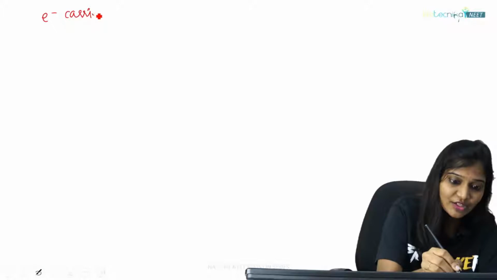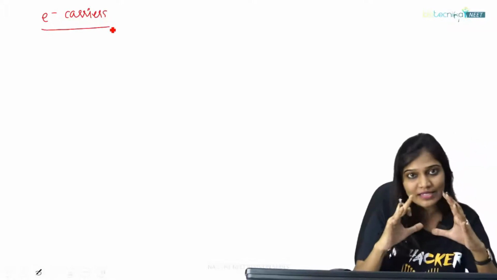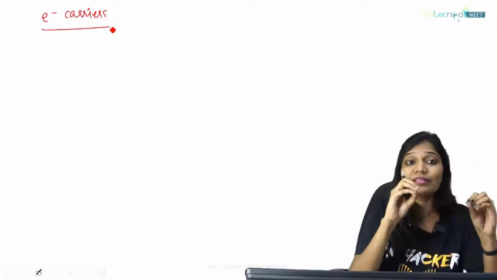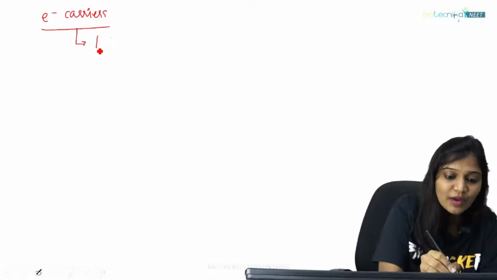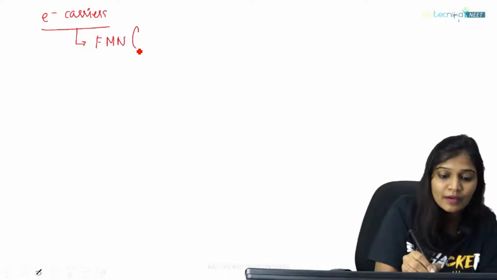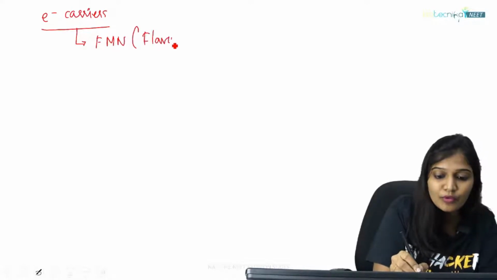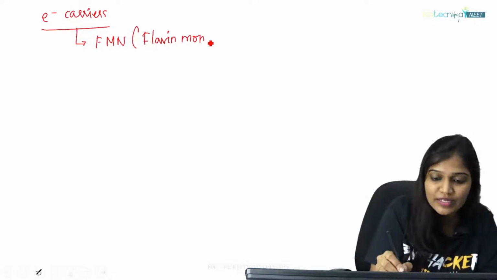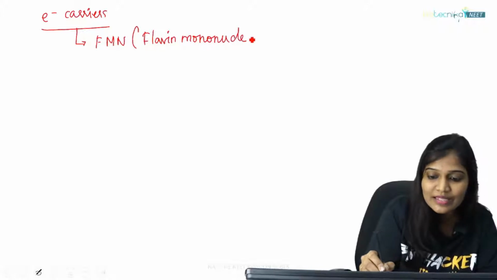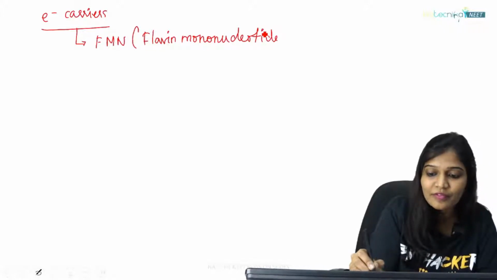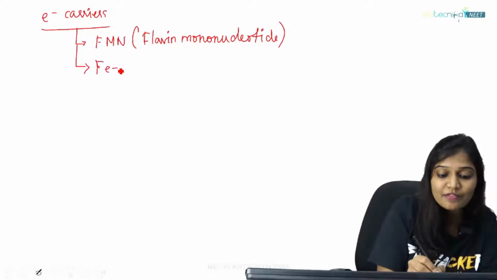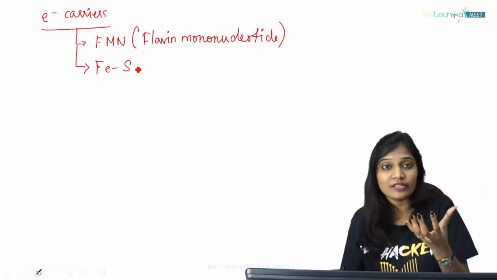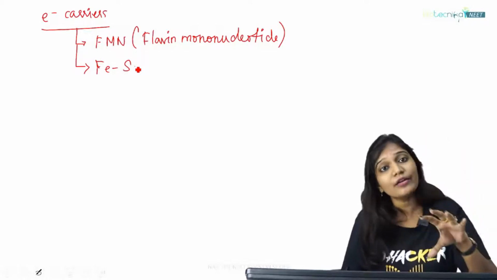These are complexes. Inside the complexes, there are some electron carriers present. What are they? The first one you have to remember is FMN, flavin mononucleotide. And the second one is very important: FeS, iron sulfur. These are all carriers. These are present inside the complexes.